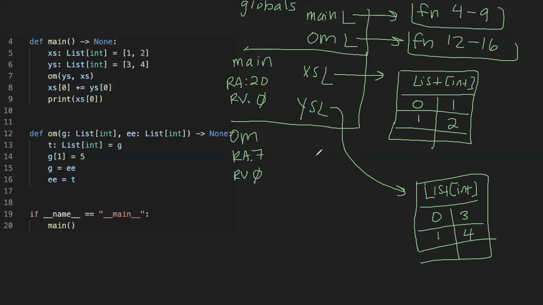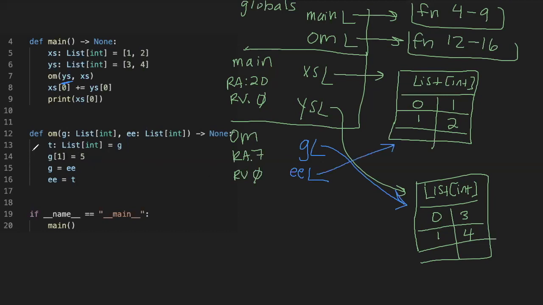And so the first thing we want to do when we enter a new frame is set up the parameters. So let me just change the color here so we can keep track of what's going on. So first parameter is G, and that is going to be pointing to the y's list because y's was sent in as the first argument to our function call. And then we have a second parameter, EE, which will be pointing to the x's.